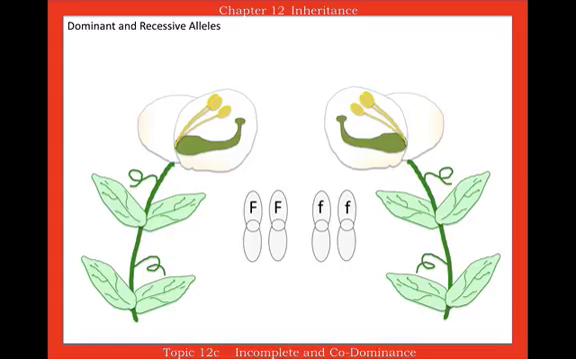In our purple flower color example, we can imagine that the dominant gene is necessary to produce a purple pigment in the petal cells. We can think of the recessive allele as a mutated version of the gene that does not produce a pigment. So there's no color.